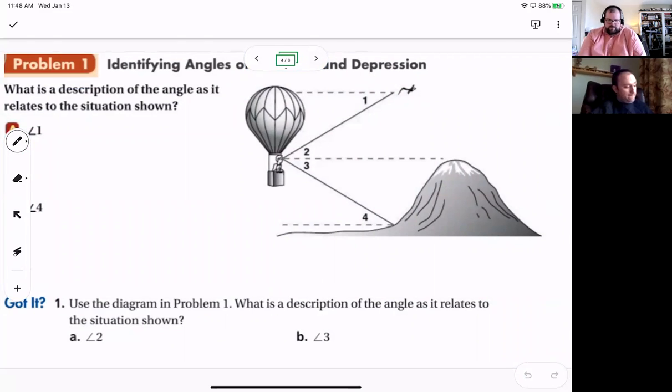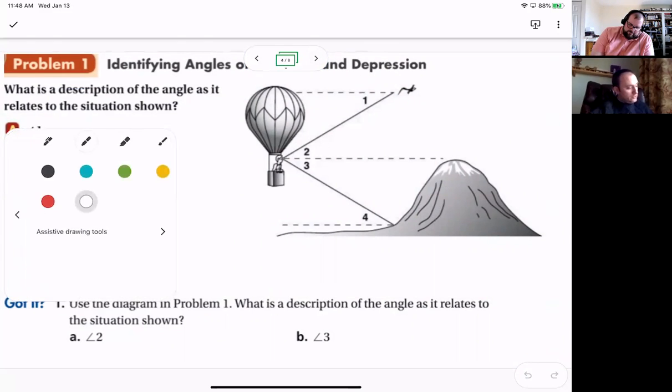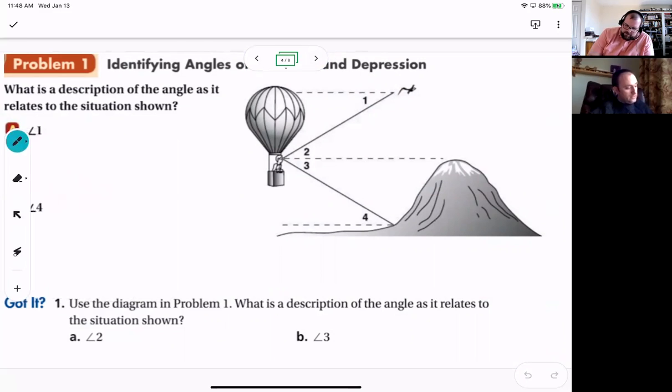Ooh. So we've got, what is the description of the angle as it relates to the situation shown? Is that a bird? I think so. Cool. Because it's a lot smaller than the person. Although, no, it's probably roughly the same size as the person. That's a really big bird. We'll call it the condor. So the condor is flying in the air there.